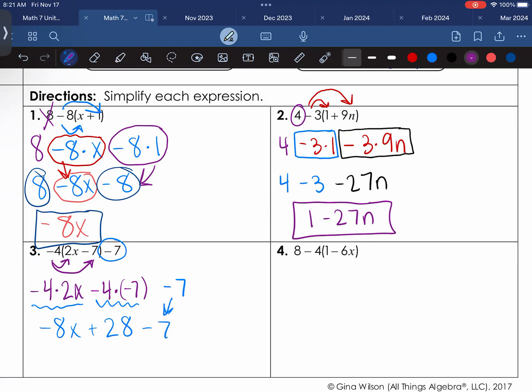What's step number 2? Yep, I'm going to combine like terms. So -8x, no like terms, so it stays right there. 28 minus 7 is a +21. And there's your final answer.